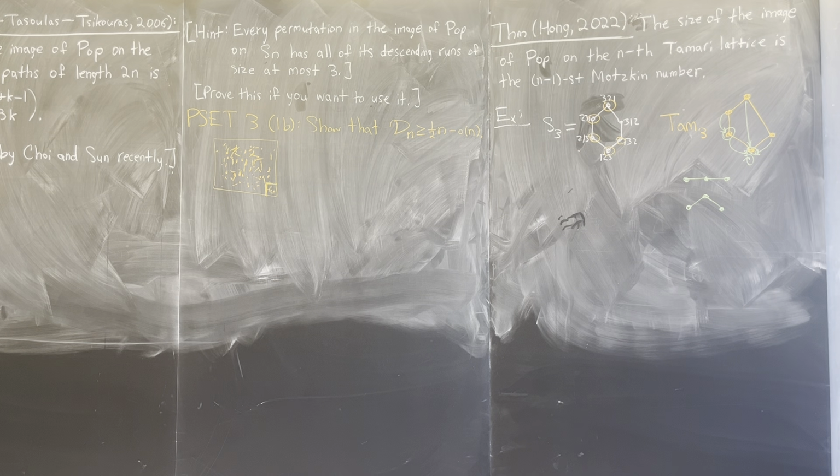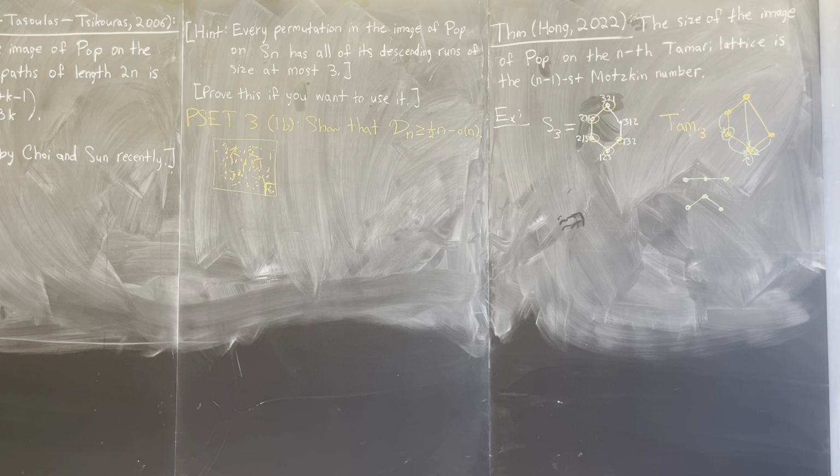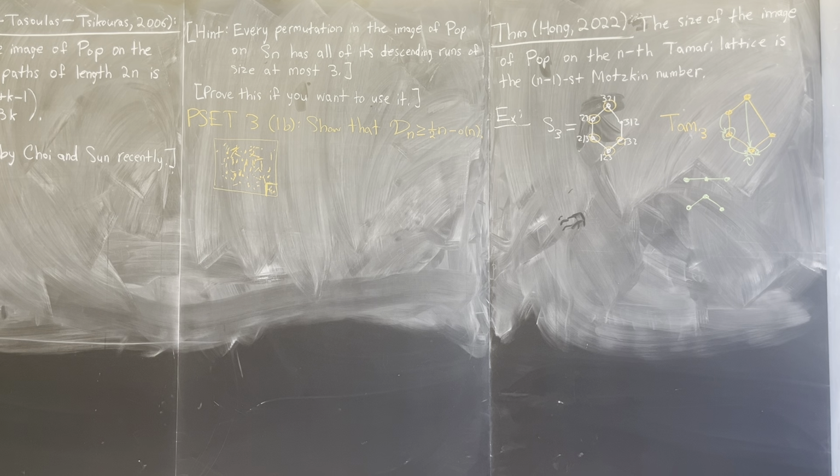And so the theorem that Muso and Nathan prove is about the size of the image of pop on Tam of Bn. The size of the image of pop on Tam of Bn is the sum from k equals 0 to the floor of (n plus 1) over 2 of (n minus 1 choose k) times (n plus 1 minus k choose k).